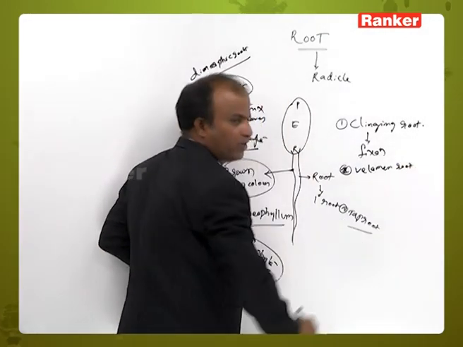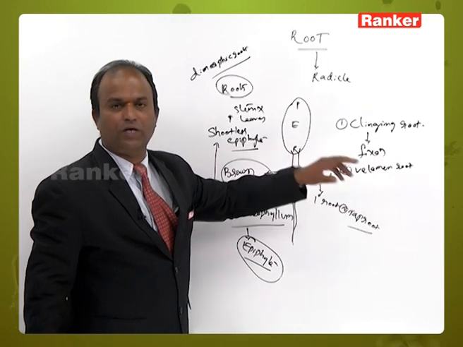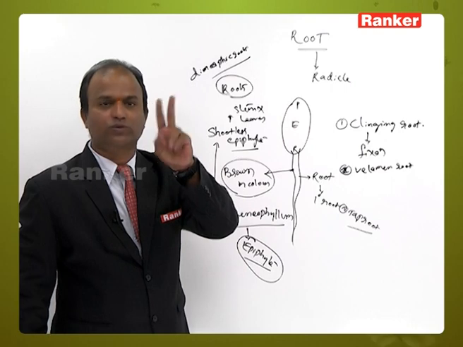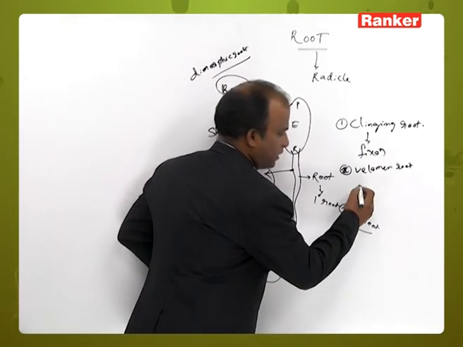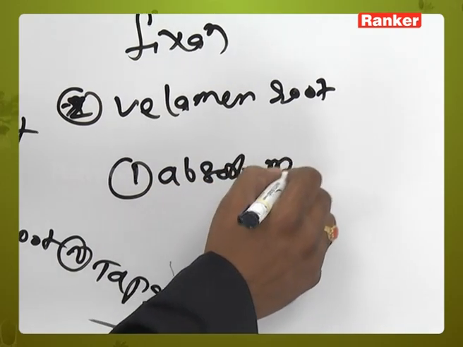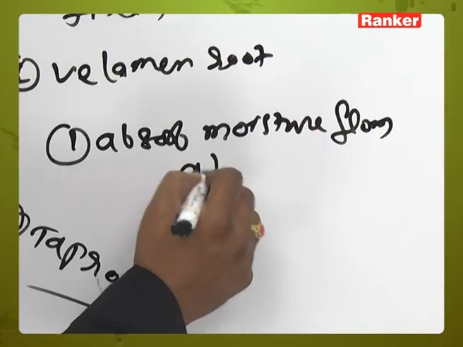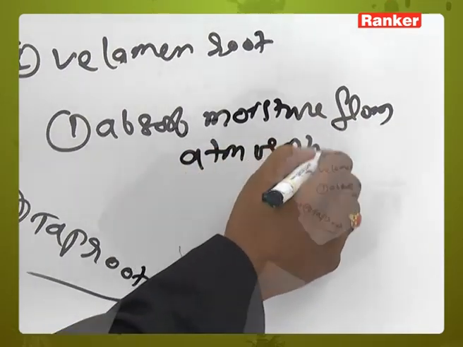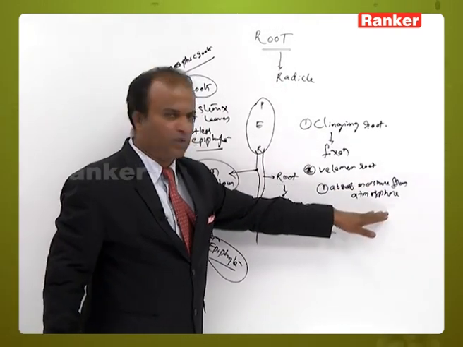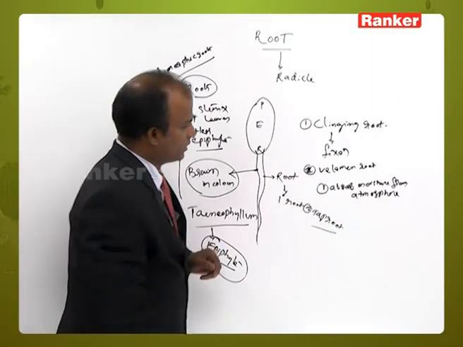And another root is the velamin root. Now, what is the question arising? Does this velamin root perform two functions or one function? It performs two functions. What are the two functions? It can absorb moisture from the atmosphere. And what is the second process?